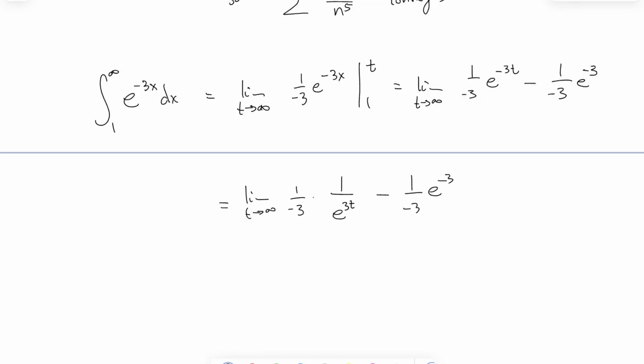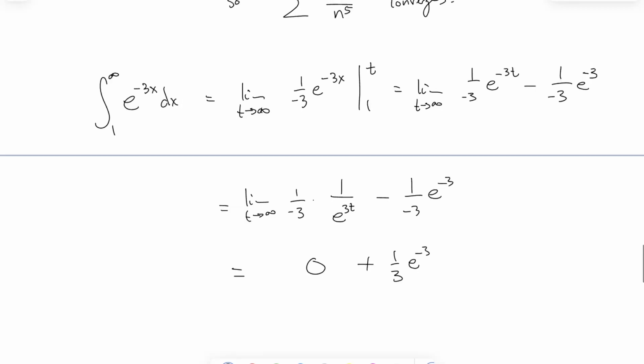And then what happens now when t goes to infinity? What do you say, converges or diverges? Converges, yeah. Since t is in this denominator here, if you imagine plugging infinity in, you get an infinite denominator, e to the infinity, something like that. So an infinite denominator means this part is going to be 0. So that is 0, and then I guess 1/3 e to the minus 3. Converges, though. That's all we care about.